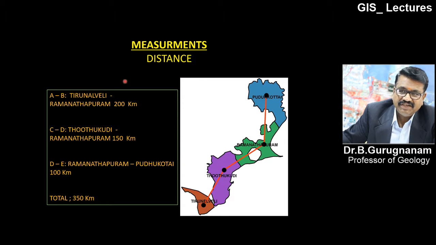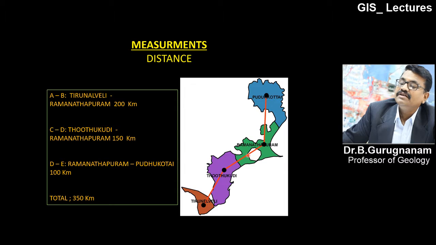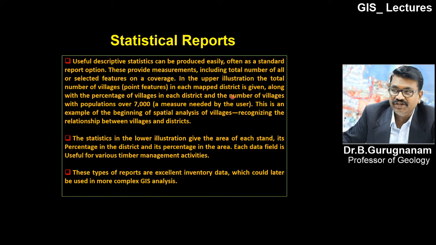And for the measurements of distance, you see A to B, as I said, Tirunelveli to Thuthukudi, Tirunelveli to Ramanathapuram, Thuthukudi to Ramanathapuram. Now I can put A to B. Suppose this is Tirunelveli and Ramanathapuram is B. What is the distance? It is 200 km. And this is A, B, C, D. The second one is C to D, that is Thuthukudi to Ramanathapuram, which is 150 km. This is how distance is measured after doing all your digitization.